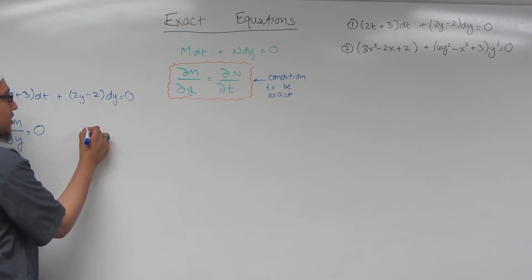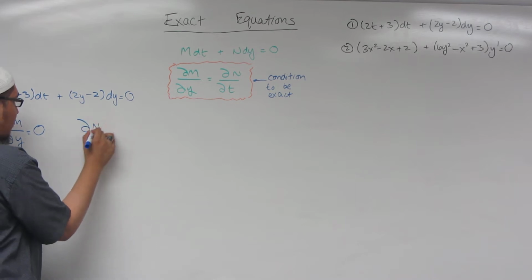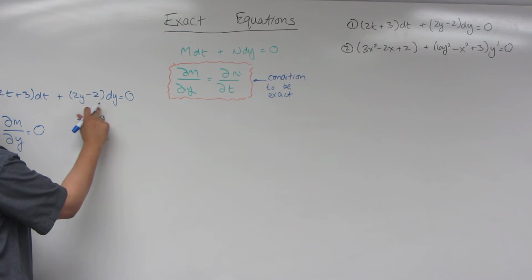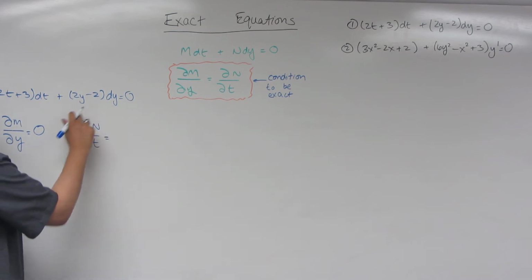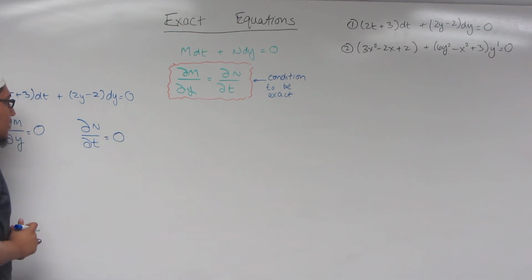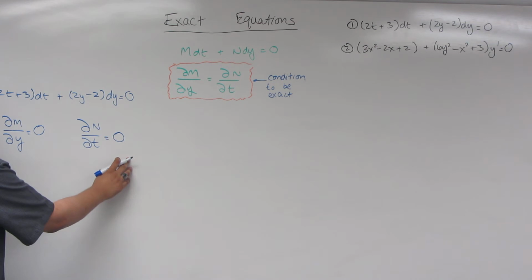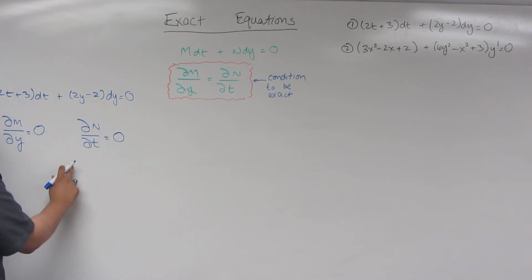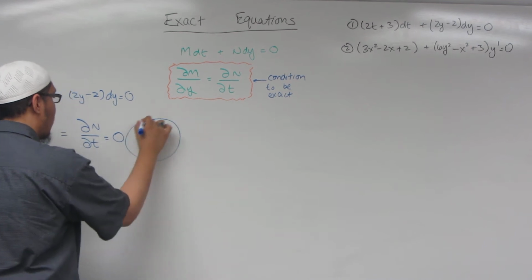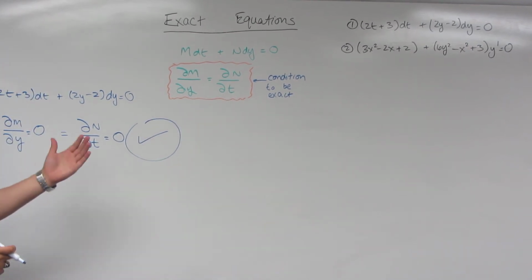The next piece is the partial of N with respect to t. That's this term right here. The partial of N with respect to t would end up just being 0 again, because there is no t term there. Therefore, the partial of M with respect to y is equal to the partial of N with respect to t. Because this is true, we may proceed on to the method that I'm about to show you next.